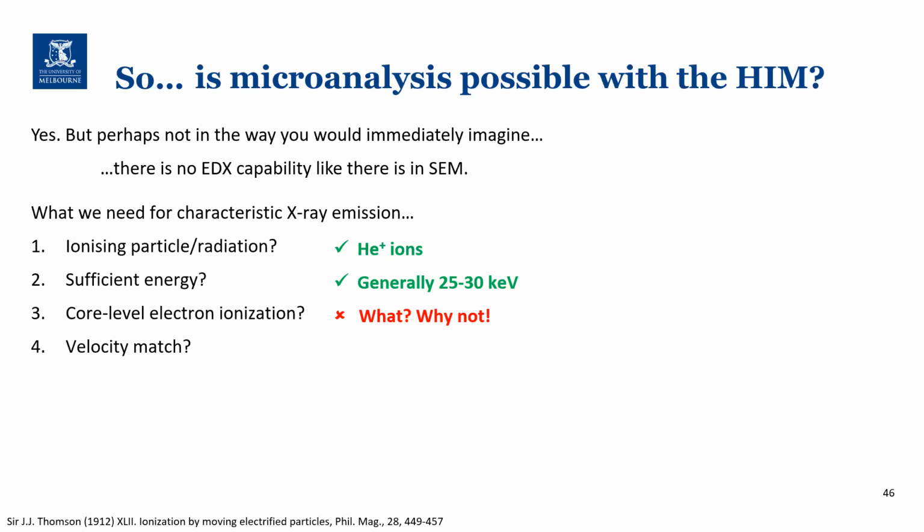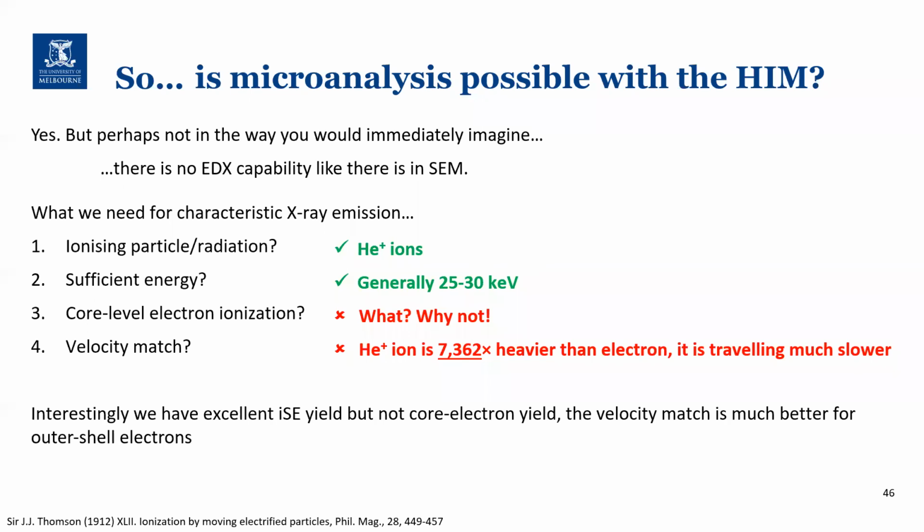So why is that? Well, that's because we don't have a velocity match, which is a very good rule of thumb for identifying whether or not you're going to get core level ionization. So we have to remember that even though we're dealing with a 30 kV helium ion beam, it's much heavier. So its velocity is far lower than the electron beam. So in other words, the very fast electrons in the core of an atom, we cannot excite because we're going too slow. So it's interesting that we have very, very good ion-induced secondary electron yield, but we don't get core electron yield. So we're much better at getting outer shell electrons.